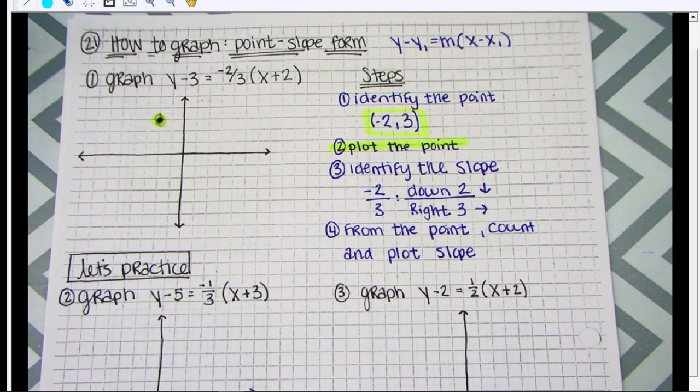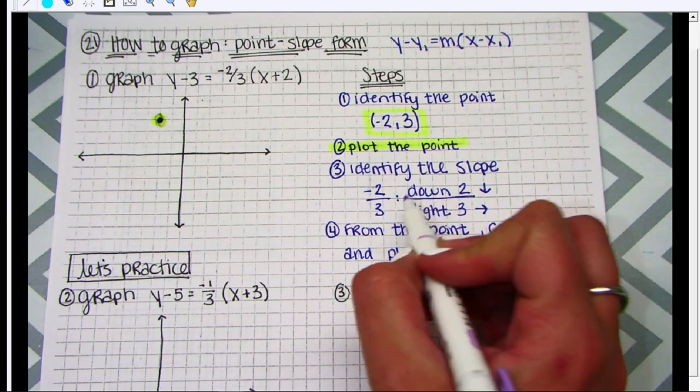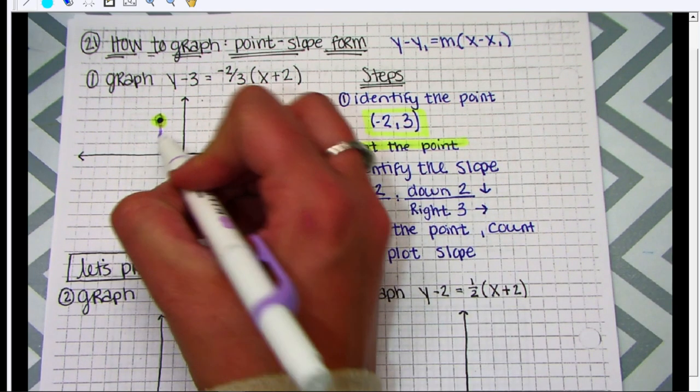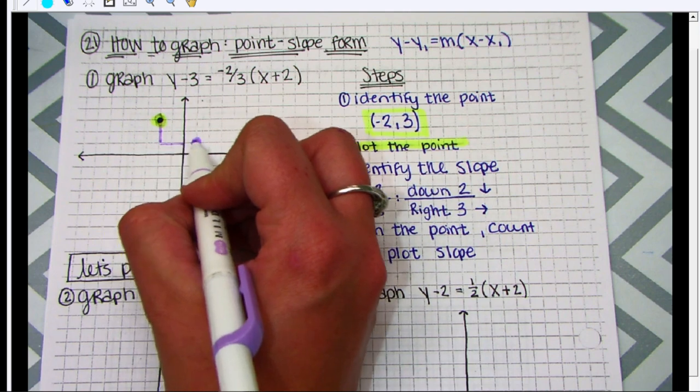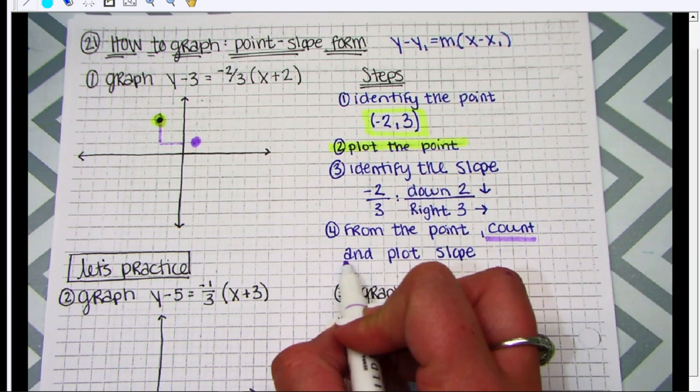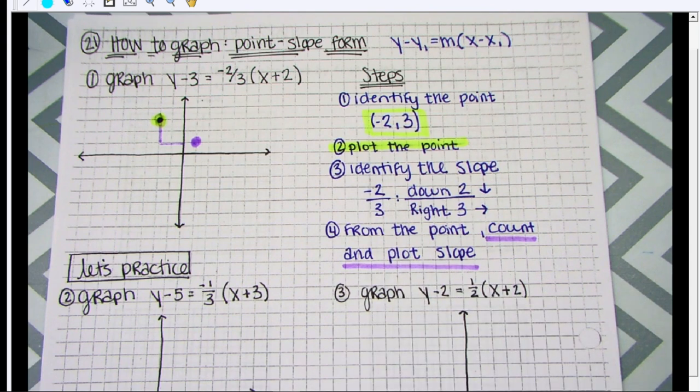Once we plot our point, you must then plot the slope, okay? My slope is down 2, right 3. So I'm going to count 1, 2, 1, 2, 3. Count and plot the slope. Once you count and plot it, then you can connect it.